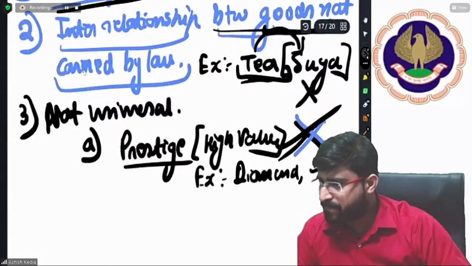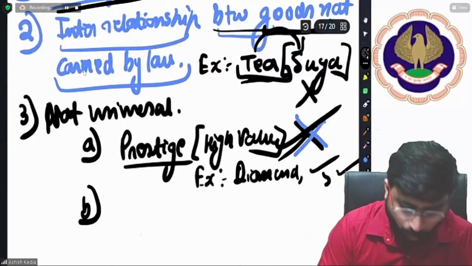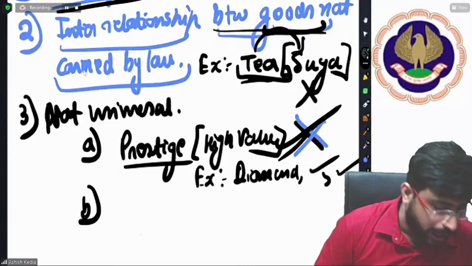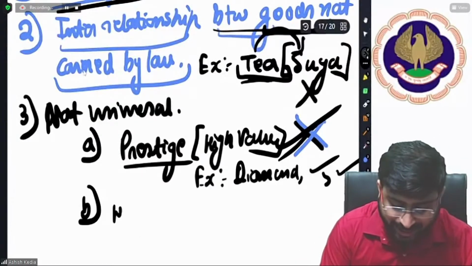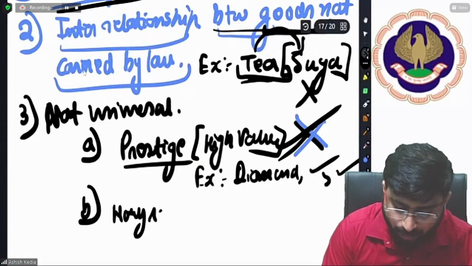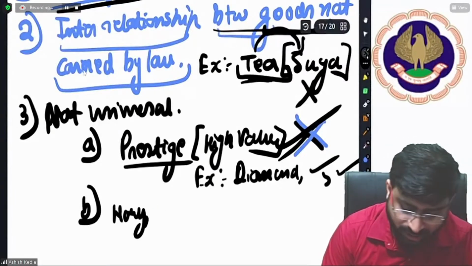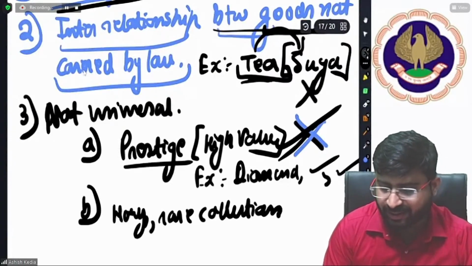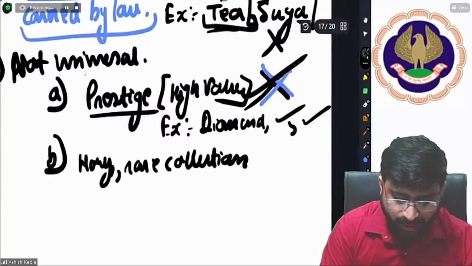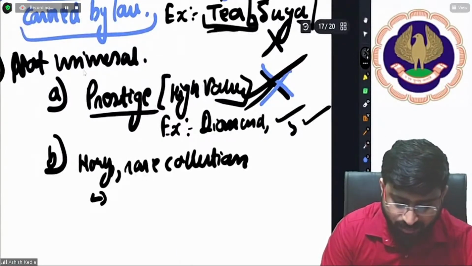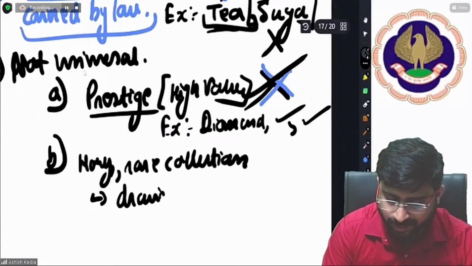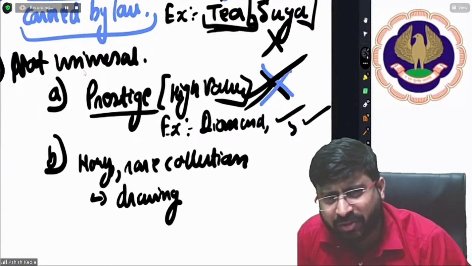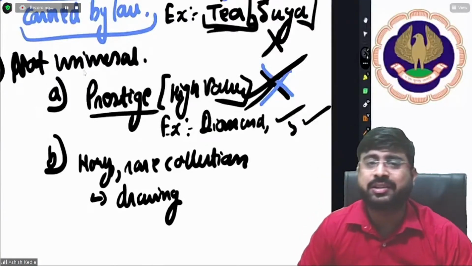Let's move on to point B. In point B, products of hobby, rare collections. Suppose somebody is in the habit of, let's say, drawing. As they draw more and more, do you think their satisfaction will fall? No, rather it will increase.